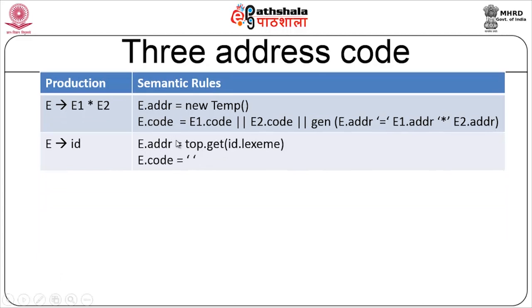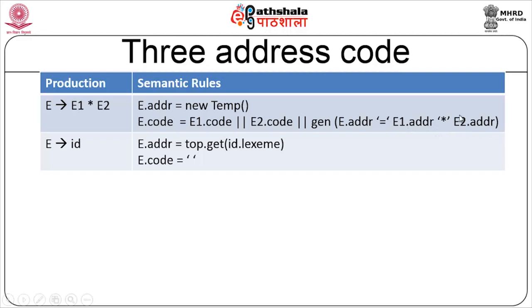This is the same as I already said. So E produces E1 star E2. If I have a multiplication operator, what will I do again? LHS will again be a new temp. Generate code for E1, generate code for E2, then generate the code corresponding to this particular production using a gen command. LHS will be a new temporary variable which is equal to E1 dot address multiplied by E2 dot address.